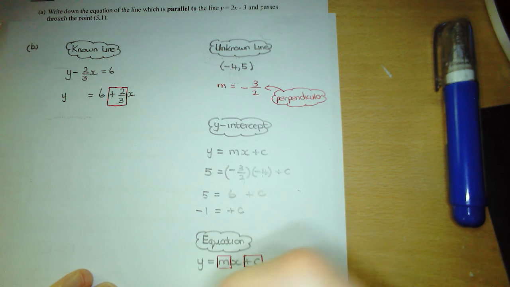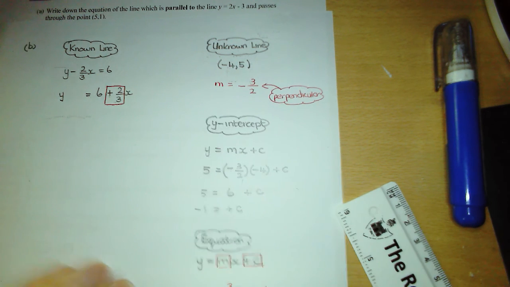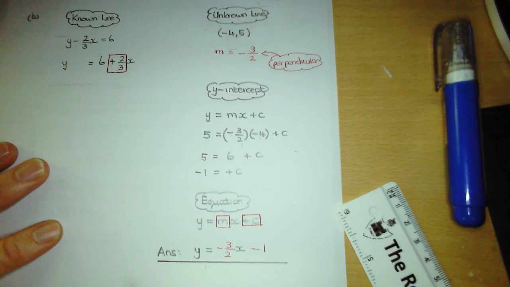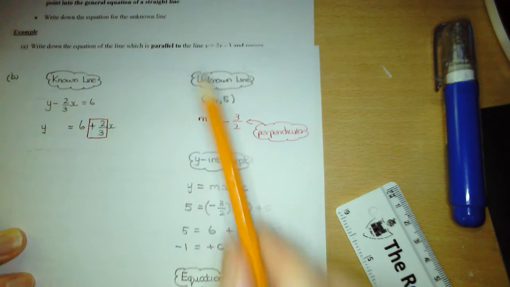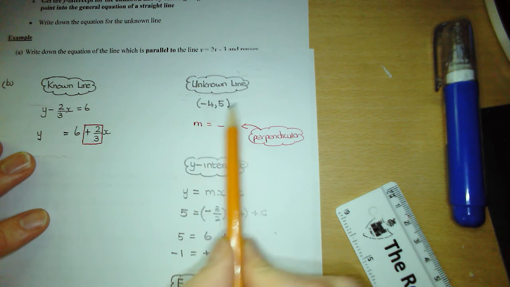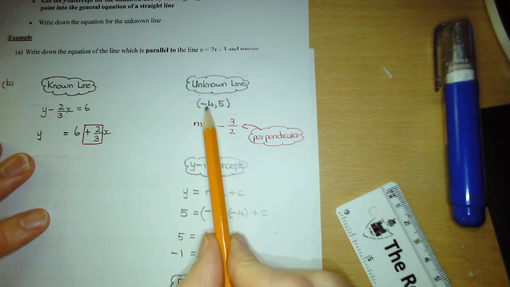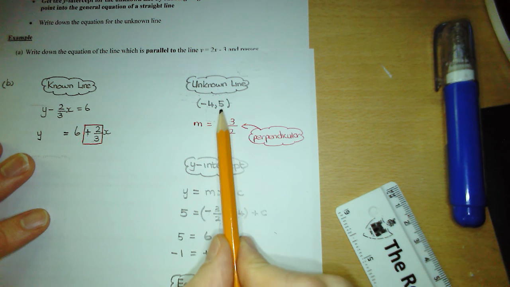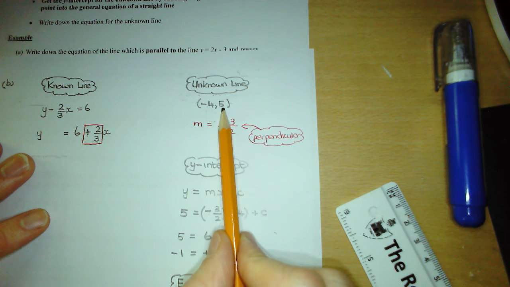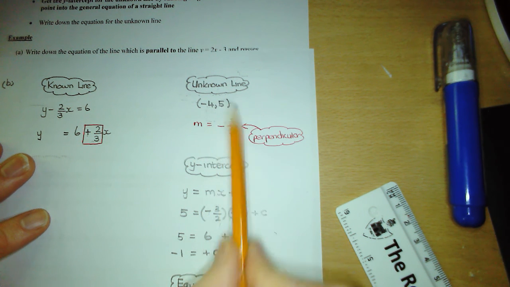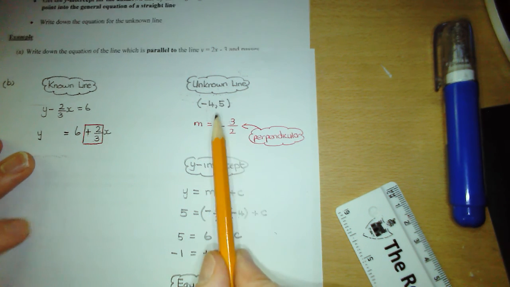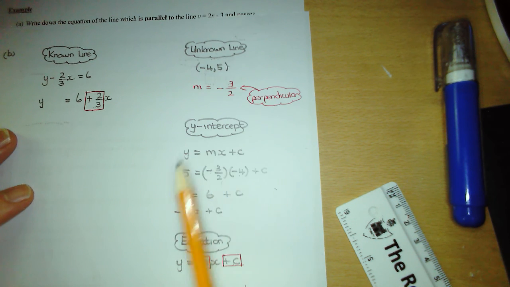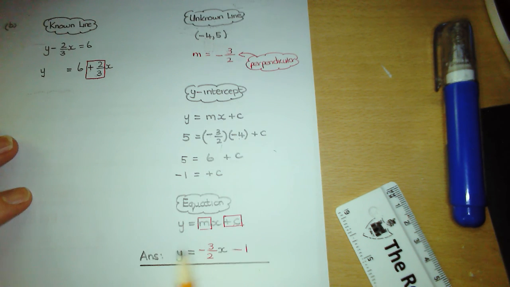Again, just to stress, the difference between what we're doing today and what we did in the previous days is that the unknown line goes through a point that does not have an x coordinate of 0. So because the x coordinate isn't 0, that means the y coordinate is not the y-intercept. So you have to sub the point and the gradient for the unknown line into the general equation of a straight line to get the y-intercept, and then write down our equation.